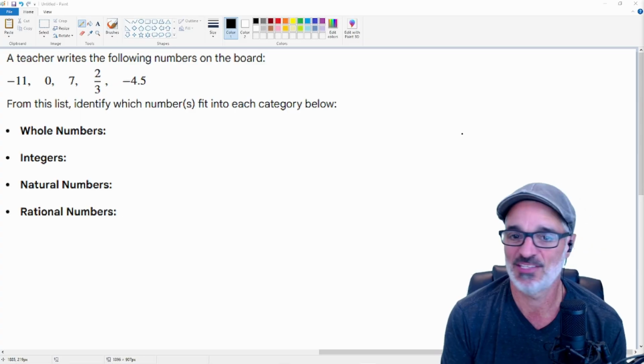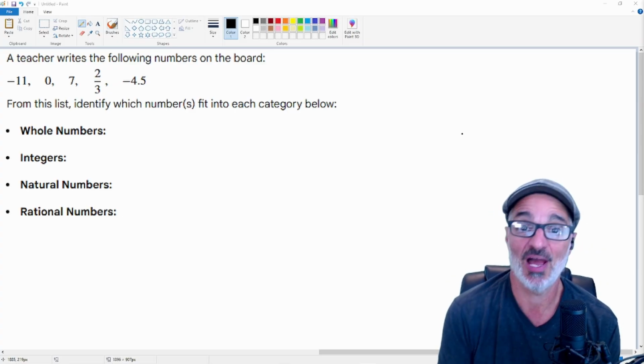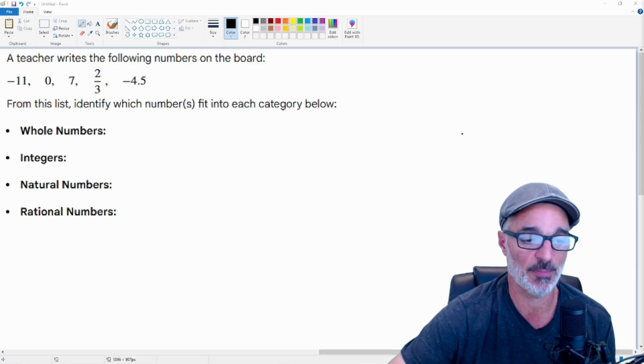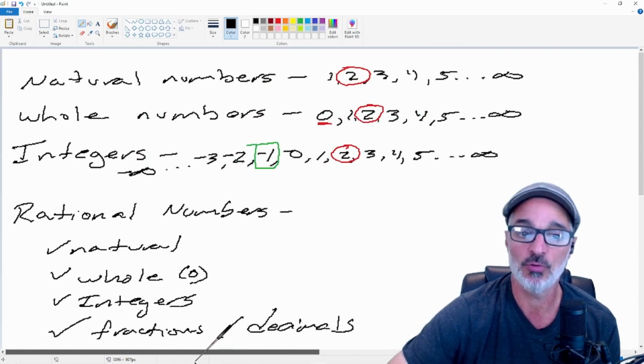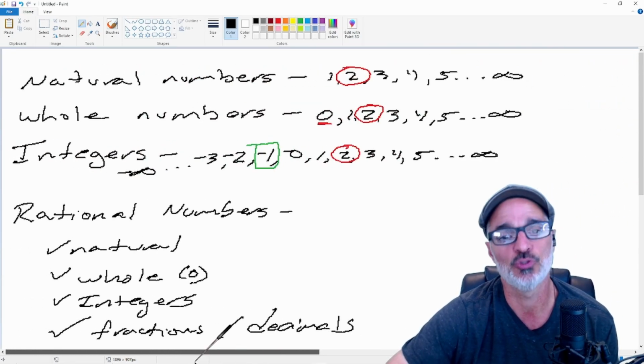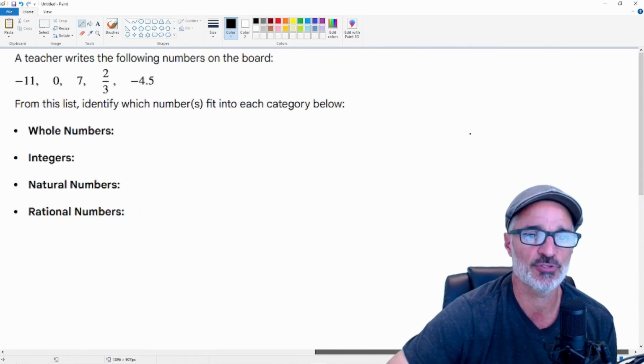Let's go over these three problems where you have to use all the information that we talked about. And I still have it here, so we can go back to it and reference it to be able to answer these questions. So let's look at the first question.